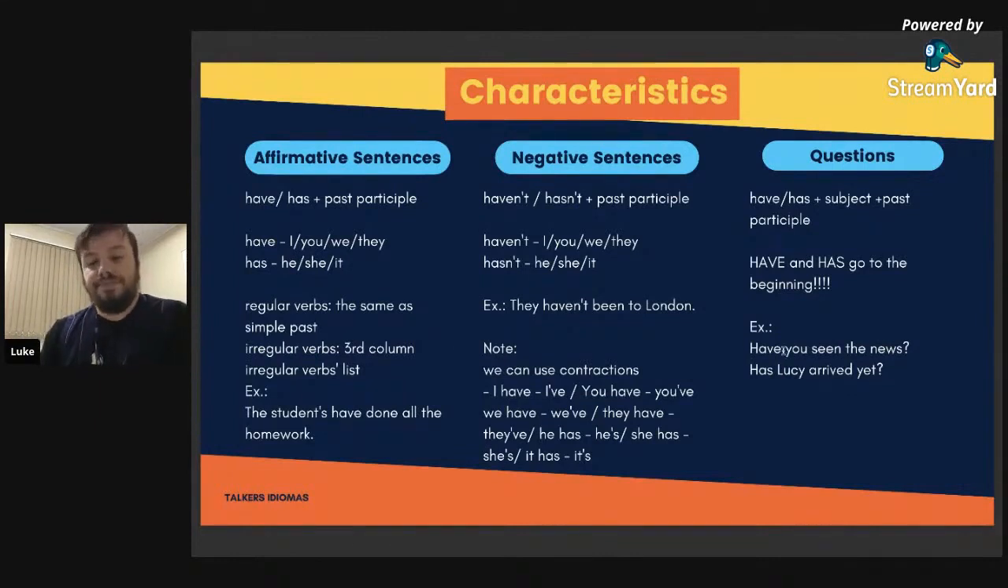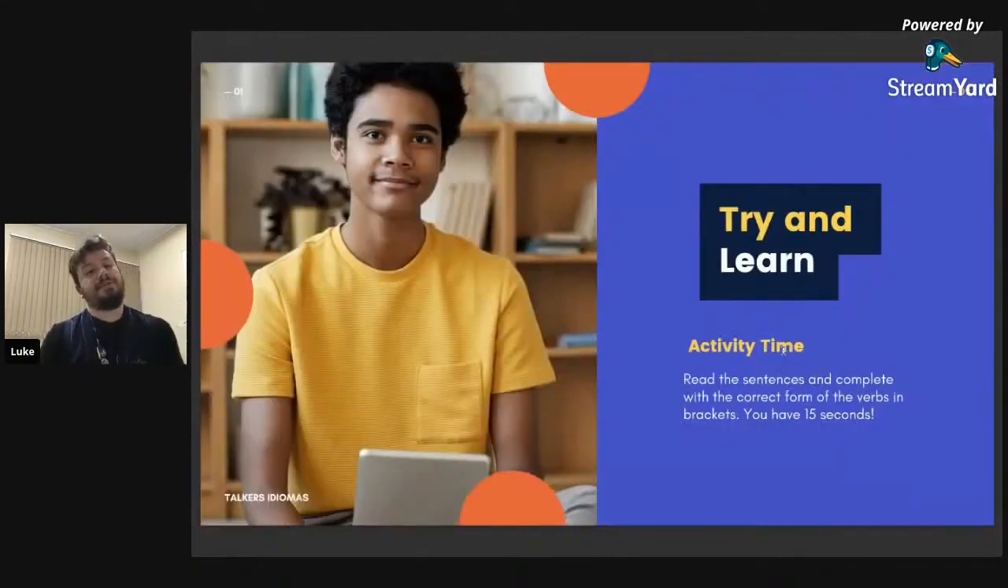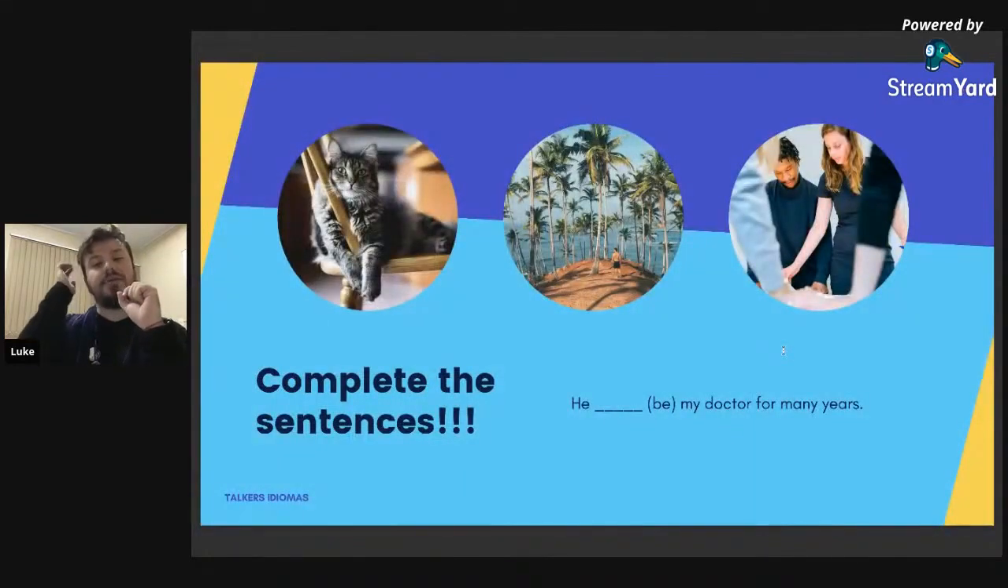Well, moving on. Now let's practice a little bit. The same idea, the same as we did before. We have some sentences. You are going to complete the sentences. You have some time, like 15 seconds. And after that, you are going to check whether your answer is right or not, okay? First one. He blank my doctor for many years. Be careful. If you want to check in your books, page 127, you can check if the verb is regular or irregular. Let's go. I'm counting your 15 seconds.